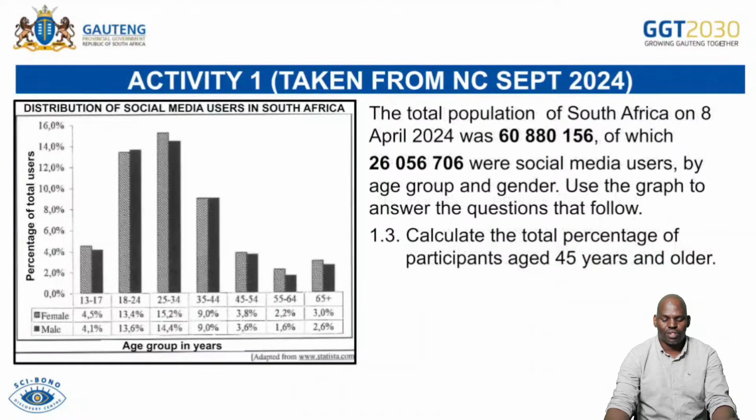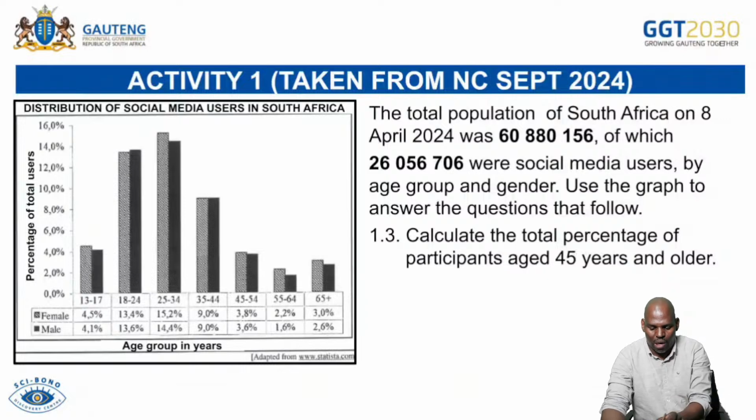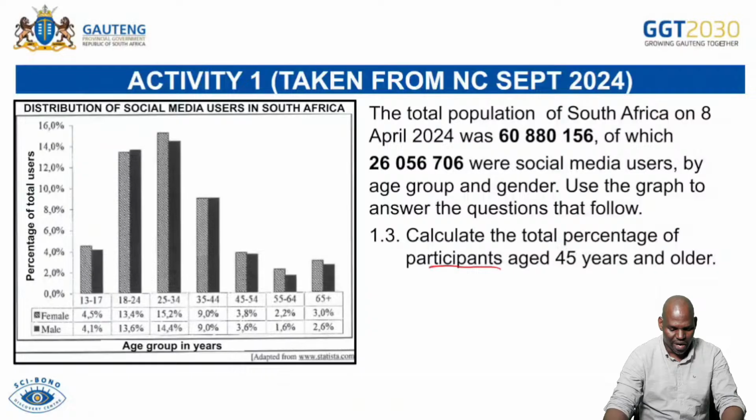Okay, then still on the very same question, I'm not going to read the given information again. I'm just going to go straight to the question. They say, calculate the total percentage of participants age 45 years and older. Okay, now for 45 years and older, 45 years and older will be from this.